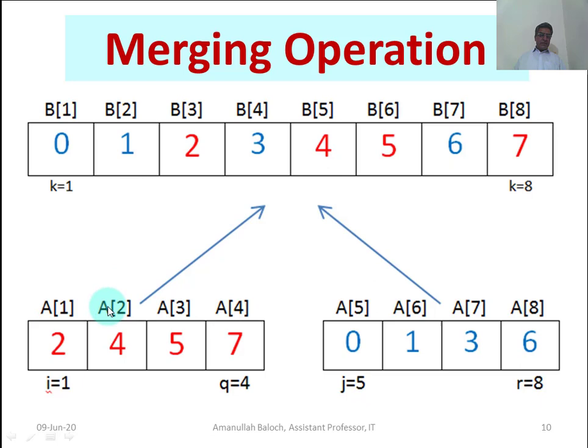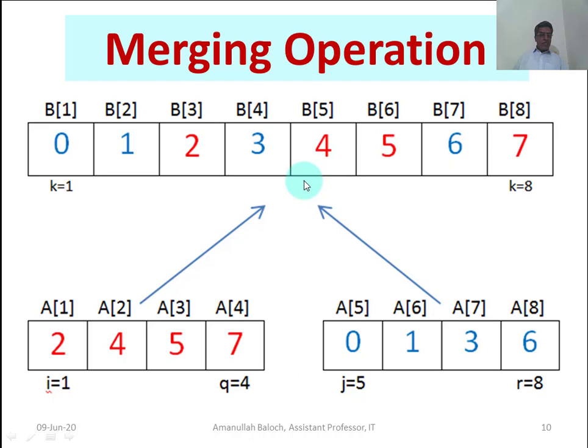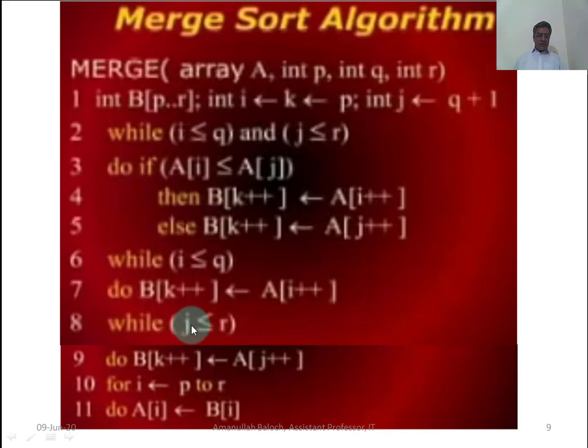Here you may see that we have two subarrays and we are going to merge them into a bigger B array. The B array has 8 locations. Its starting location is k, because in the previous algorithm we assigned k a value of 1. You may see here we are assigning i and k the value of p. The value of p is 1, so 1 is assigned to k and also to i. So i and k have the same value, 1, which is the value of p. Here k is equal to 1 and k will increment itself. Whenever we use k, it increments itself and then processes the value.